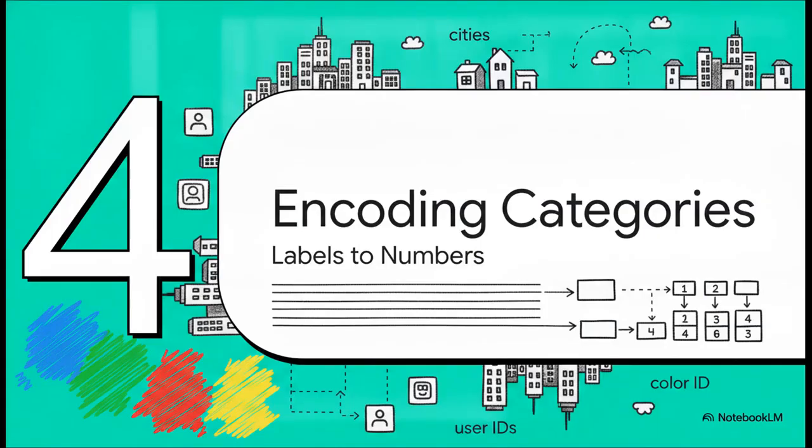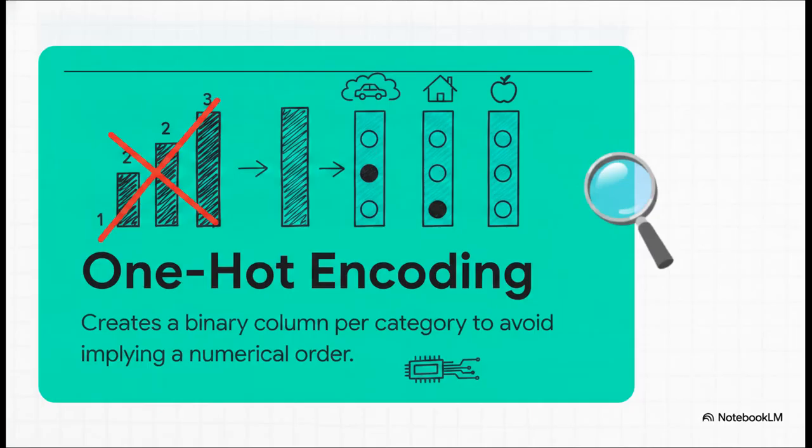Moving to Part 4, encoding categorical variables, turning labels to numbers. Let's talk about categorical variables. We're talking things like cities, colors, or user IDs. These represent labels, not magnitudes.